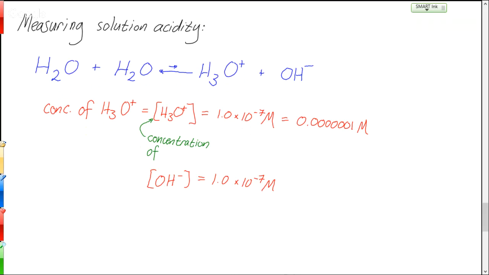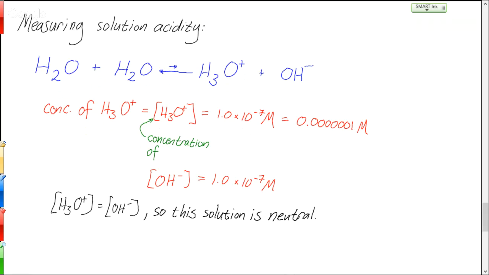Let's see, how can we write that? We can write it like this. The hydronium concentration equals the hydroxide concentration. So the solution is neutral. When those two concentrations are the same in a solution, we call that solution neutral. So when we have an imbalance in those two concentrations, that's when we call the solution acidic or basic.